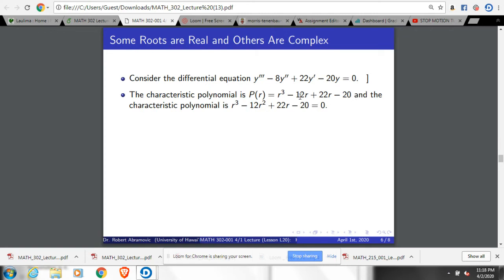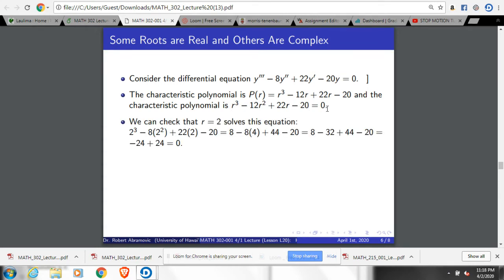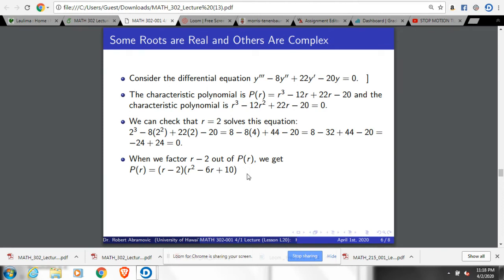So this is the characteristic polynomial r cubed minus 12r squared plus 22r minus 20. And the characteristic equation is r cubed minus 12r squared plus 22r minus 20 equals 0. You can check that r equals 2 solves that equation. That's just from some arithmetic. And then you can divide out r minus 2 using polynomial division to get r minus 2 times r squared minus 6r plus 10. So we know r equals 2 is one root. The other roots are going to be roots of this second factor, r squared minus 6r plus 10.